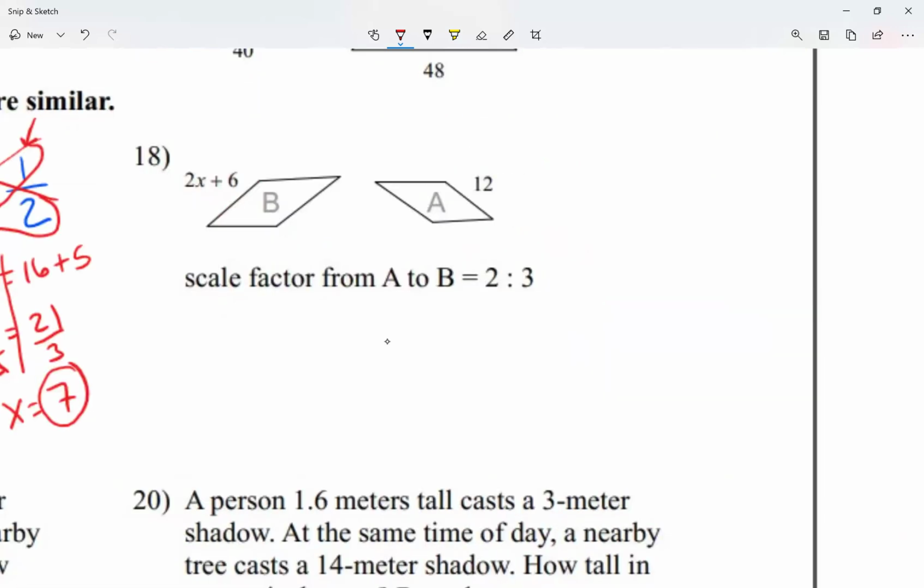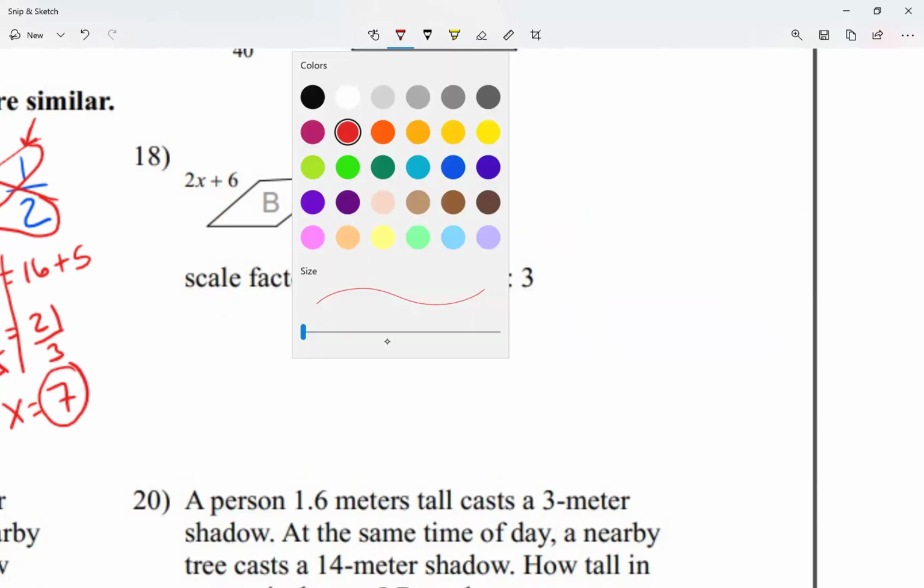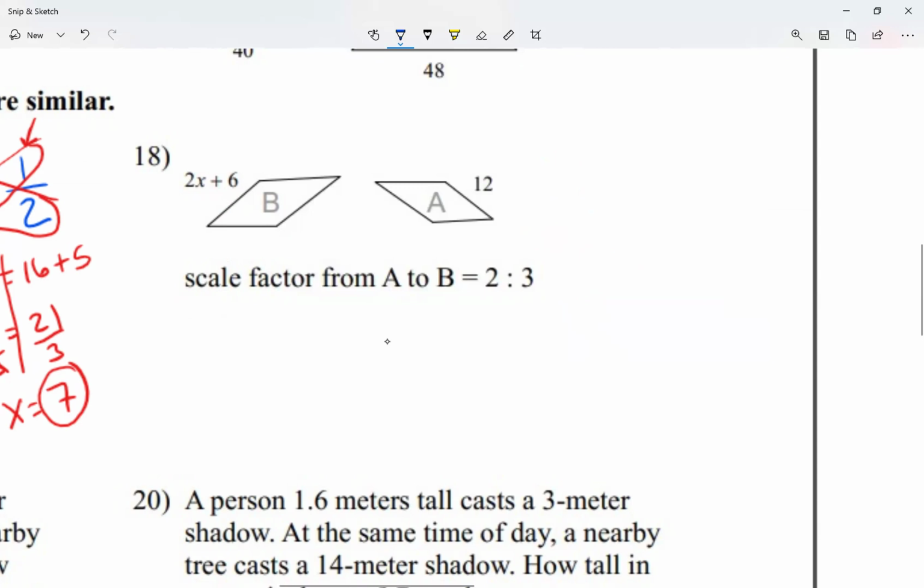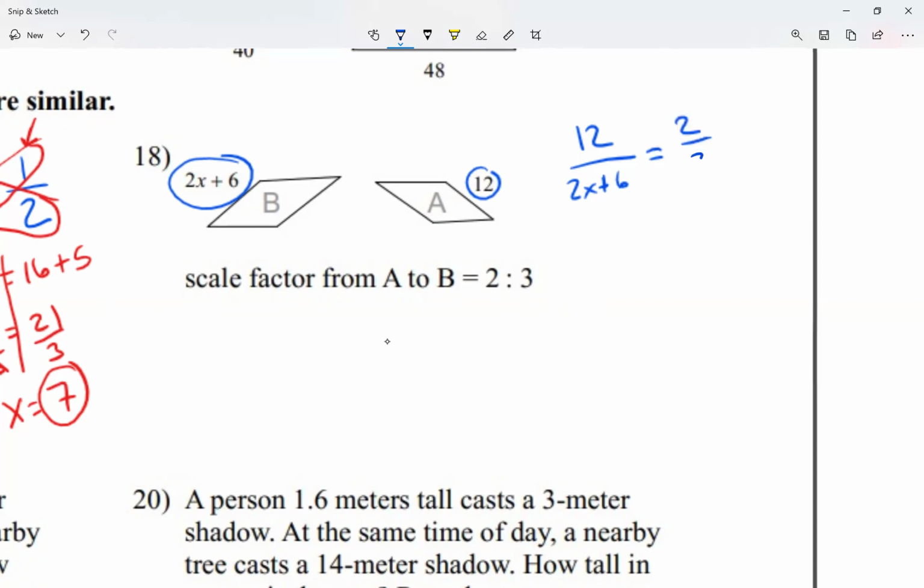Scale factor from A to B. So again, the information from A goes on the top. So I'm going to write this as 12 over 2x plus 6. Remember, I have those two pieces of information there. Because it's A to B, the information of A goes on top. If I had said the scale factor from B to A, then put B on top. But here I said A to B. And this is going to equal 2 over 3. You see where I got the 2 over 3.